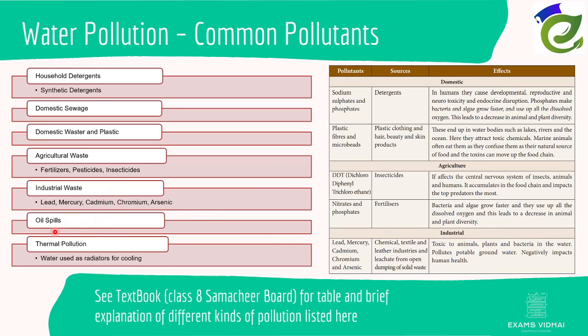Then there are oil spills from ships that carry oil, and thermal pollution, where water is used as a coolant in radiators. Once you heat up water to a really high temperature, it will break down into its fundamental components, never to turn back into water. We have learned this in probably the second video of the chapter Water under the chemical properties.